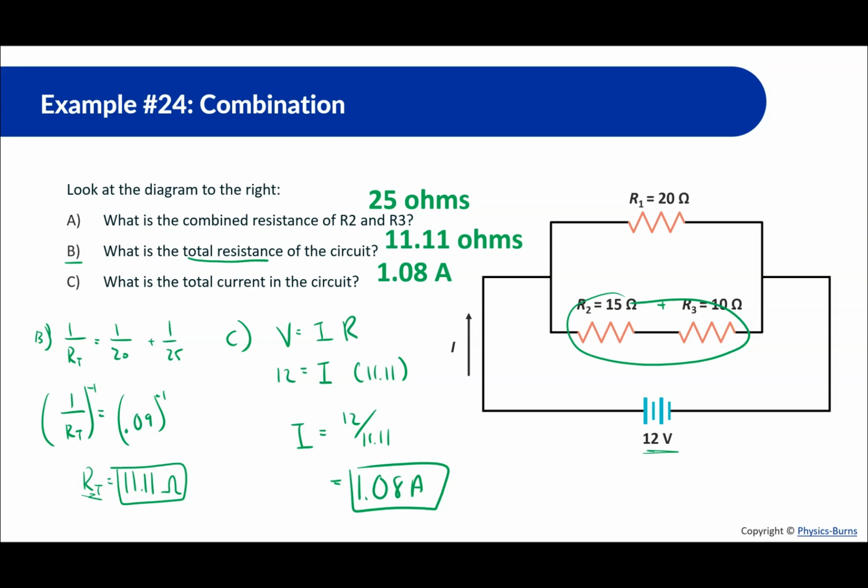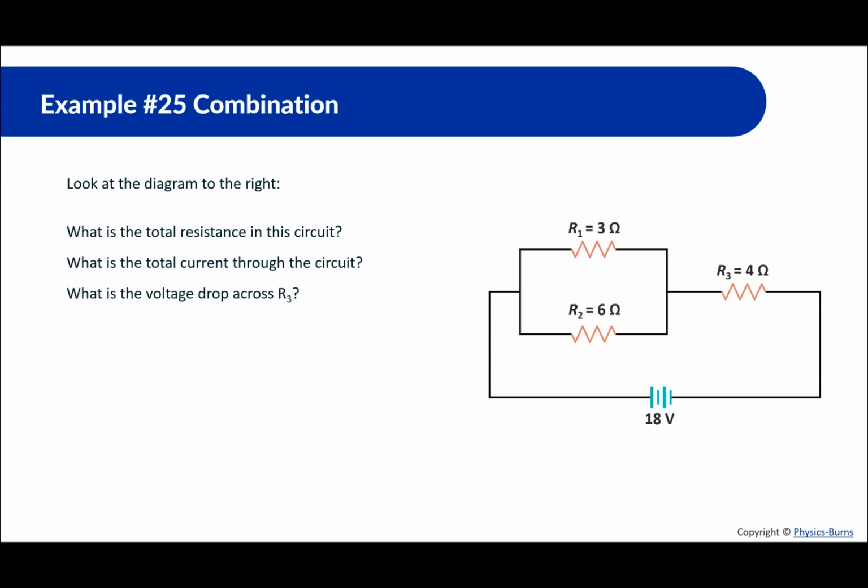Alright. I know I broke it down simply, but it could get a little confusing. Take your time doing it and make sure it makes sense. We're going to do one more of these and then we're going to finish up. Look at the diagram at the right. A, what is the total resistance? B, what is the total current through the circuit? Alright, and then we have C, what is the voltage drop across R3?